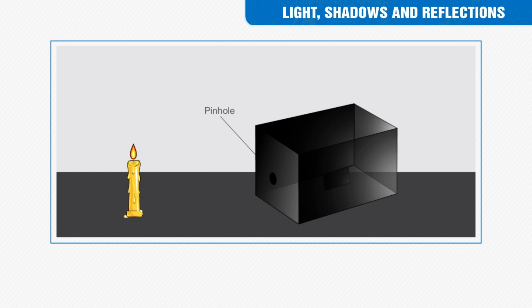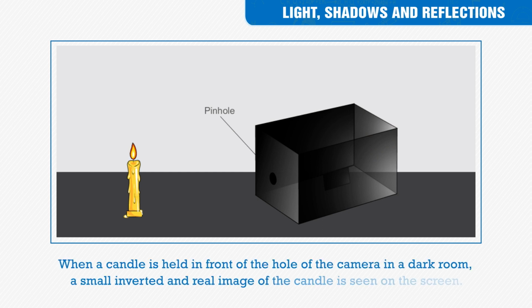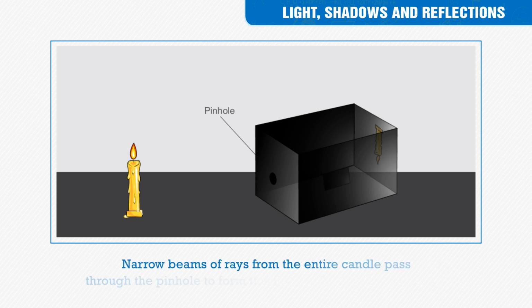Working. When a candle is held in front of the hole of the camera in a dark room, a small inverted and real image of the candle is seen on the screen. Narrow beams of rays from the entire candle pass through the pinhole to form an inverted image on the screen.